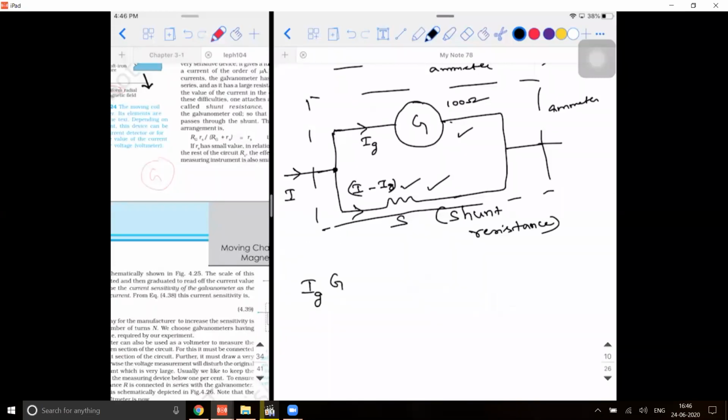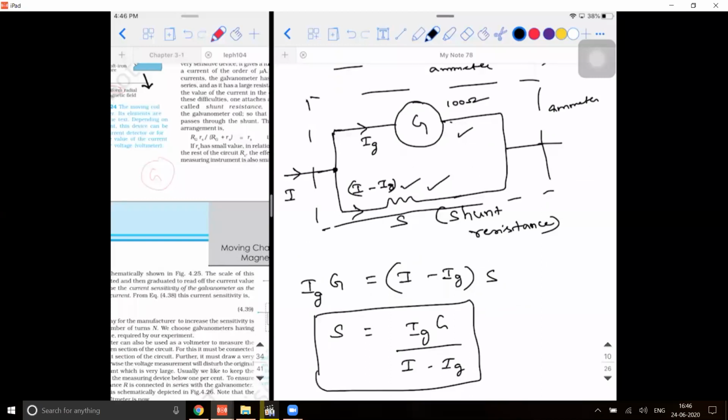Voltage. Potential difference. So the potential drop across each device is the same. So Ig into capital G will be equal to I minus Ig into S. So what should be the value of S that I need to connect? S equals Ig into capital G divided by I minus Ig. That's it. The derivation part is very simple. Ig into capital G divided by I minus Ig.